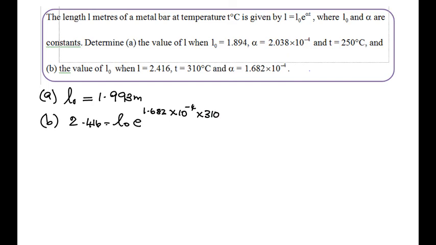And then rearranging that gives us that L naught is equal to 2.416 divided by e to the power of 1.682 times 10 to the negative 4 times 310. Calculator job.